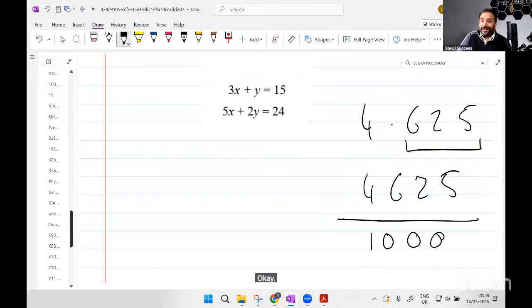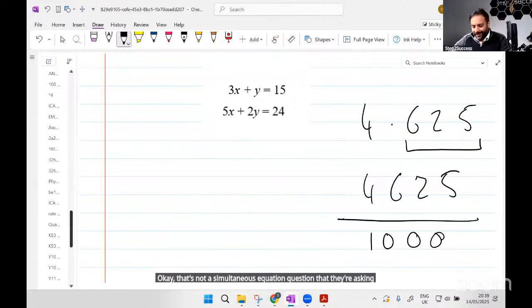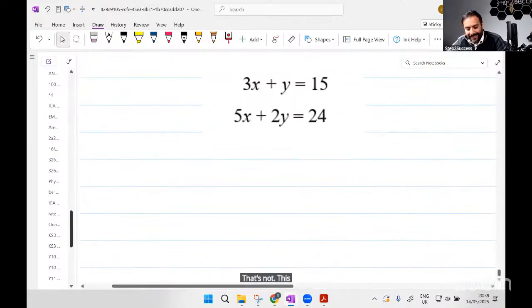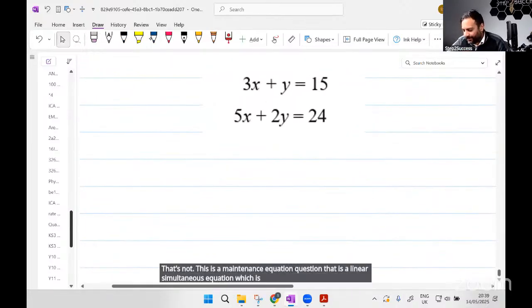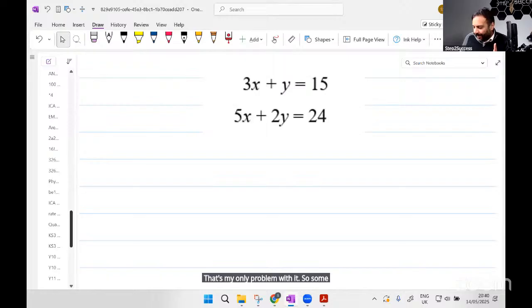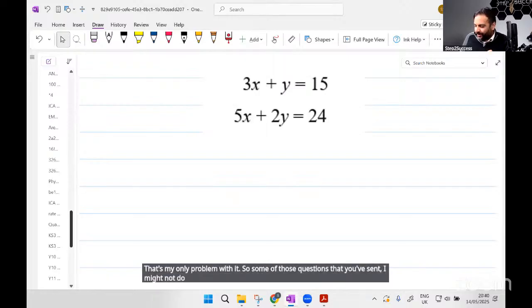Okay, that's not a simultaneous equation question that they're asking for, just to be clear. This is a linear simultaneous equation, which is different to a quadratic simultaneous equation question, which I'm not going to do only because I need to focus on non-calculator stuff for now. That's my only problem with it. So some of those questions that you sent, I might not do them only because I need to focus on non-calculator stuff, majority. So just one more thing.